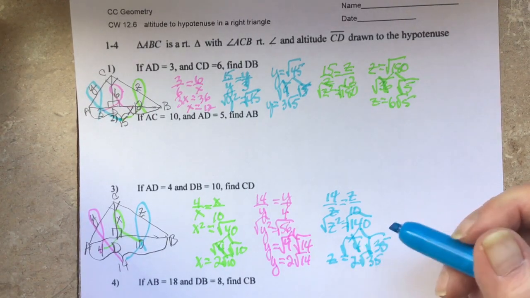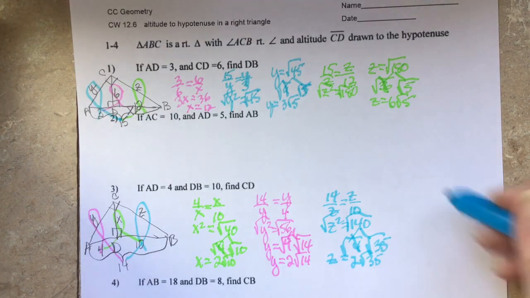Okay, number 4, you need to find everything. I'm sorry I didn't leave you enough room on there, but you might have some room over here on the right-hand side.